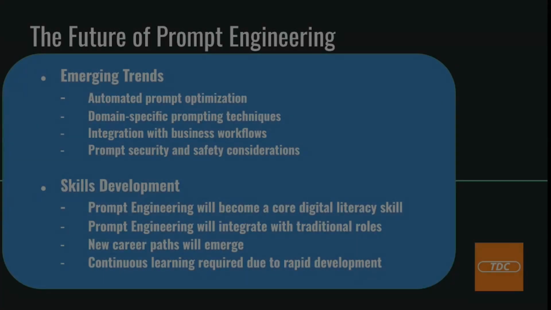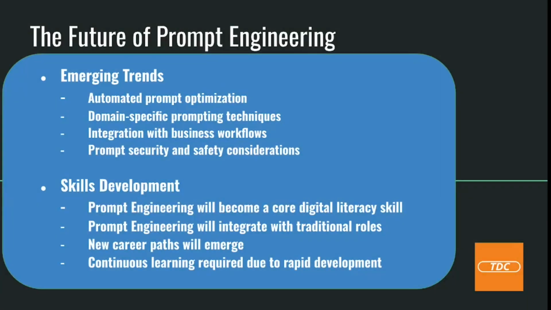Let's talk a little bit about the future of prompt engineering. As you may wonder, why would you want to learn all this and why should you get good at it? So there are some emerging trends. Automated prompt optimization is an emerging trend, where the optimization of prompts will be handled by some sort of functions and maybe agents. Domain-specific prompting techniques, integration with business workflows, and prompt security and safety considerations. These are all trends that are still growing and rapidly developing.